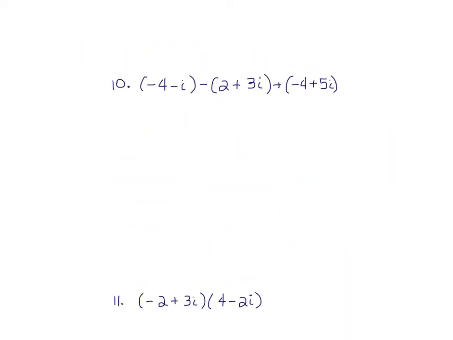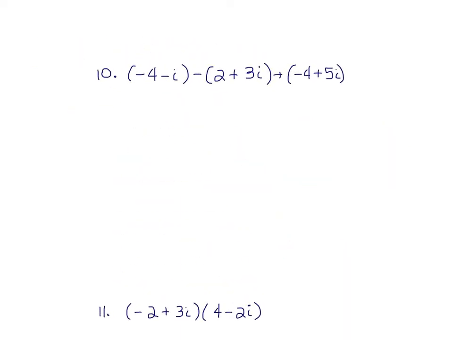Number 10, notice the signs in between. And this is a plus sign here. I'm adding and subtracting these complex numbers. So the first thing I'm going to do is rewrite it without parentheses, and I'm also going to distribute the negative sign. So the first one stays exactly how it is. The second one, I need to distribute the sign, so it'll become a -2 minus 3i, and then I'm just going to rewrite the third one.